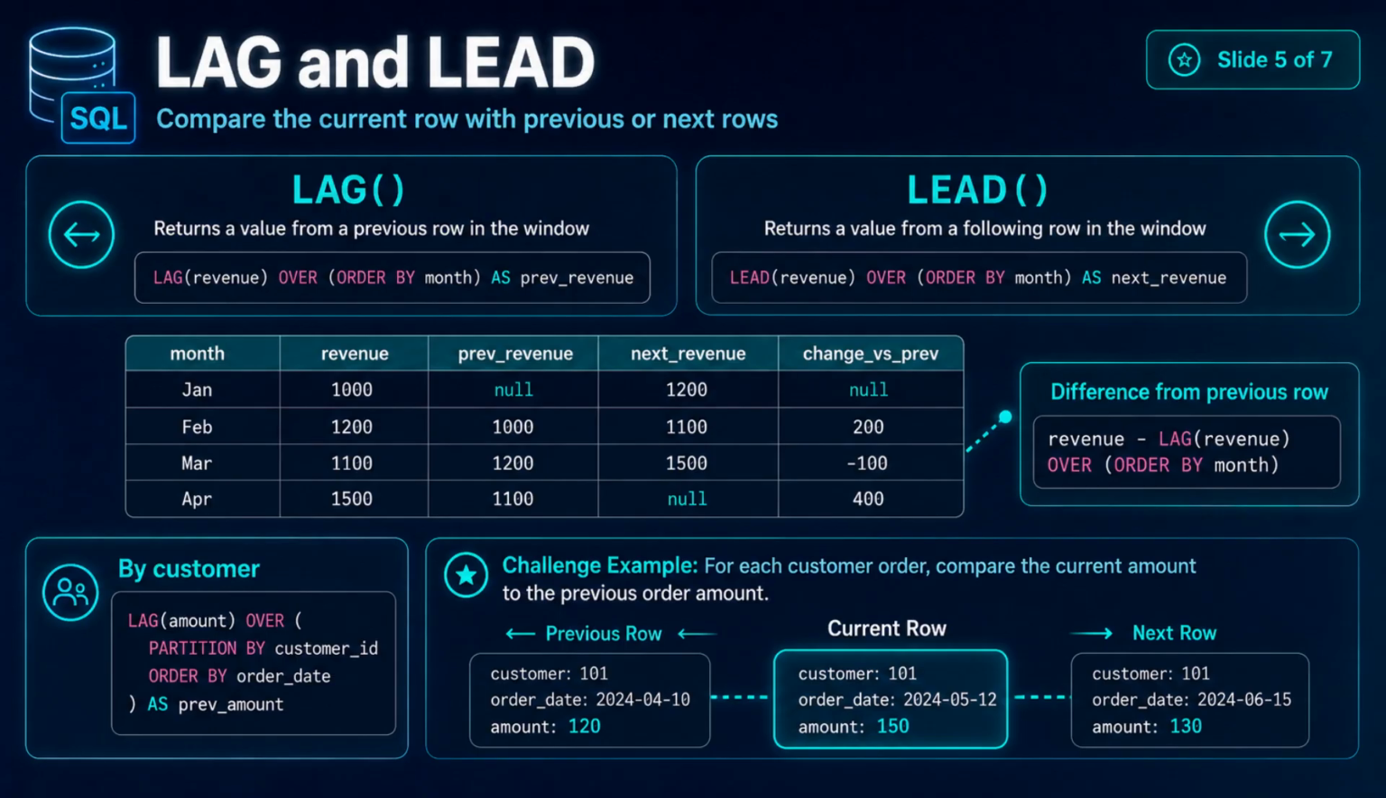When working with customers, we often add PARTITION BY customer_id. This means we compare each customer only against their own previous orders. For example, LAG(amount) OVER (PARTITION BY customer_id ORDER BY order_date) gives the previous order amount for the same customer. The challenge is this: for each customer order, compare the current amount to the previous order amount. This pattern is very common in real business problems. You can use it to detect price changes, behavior changes, revenue growth, transaction gaps, or customer activity trends.